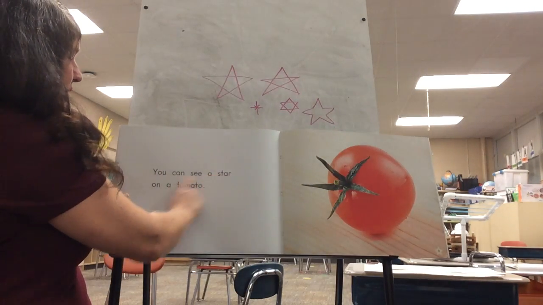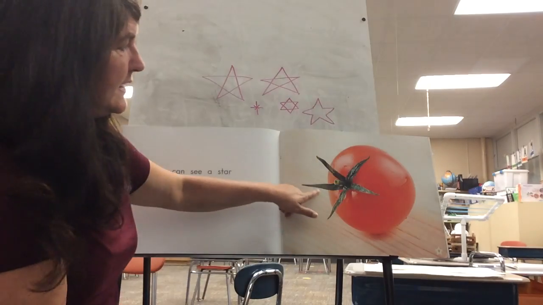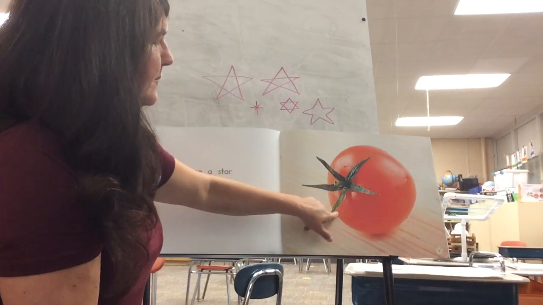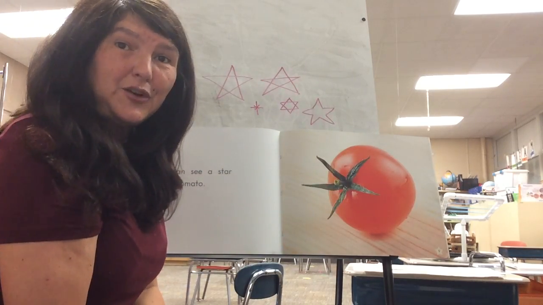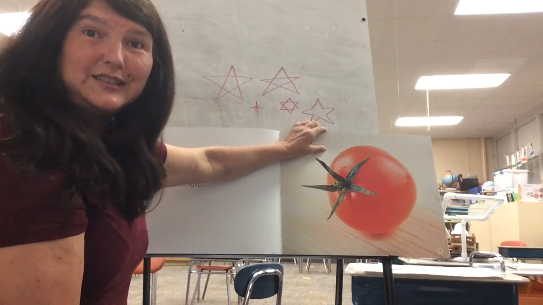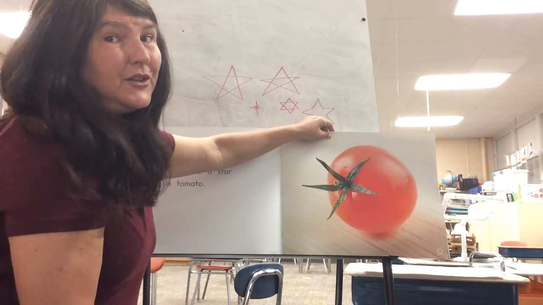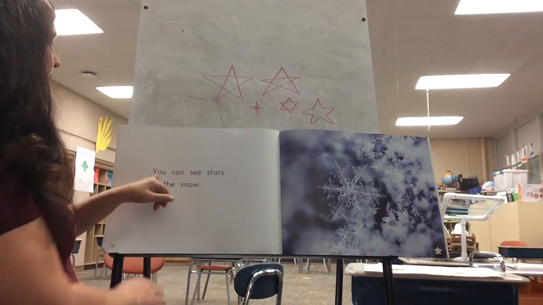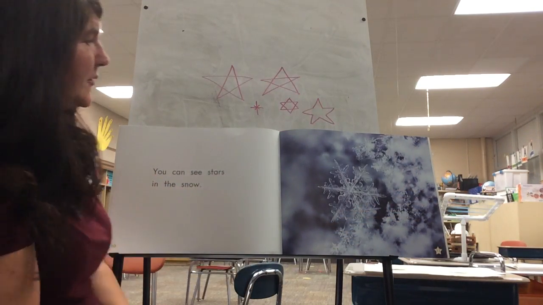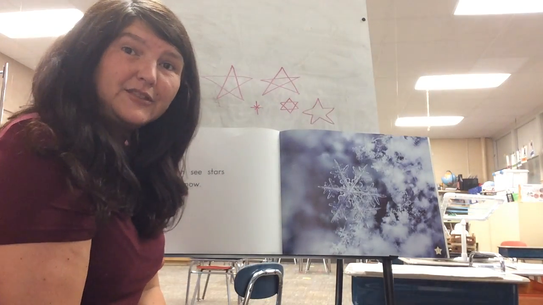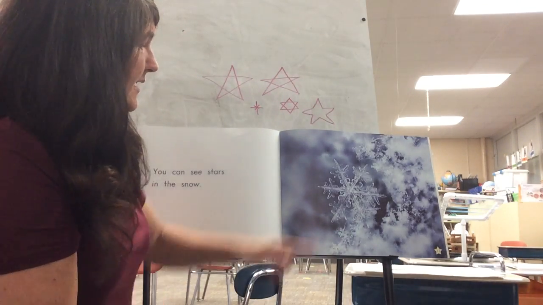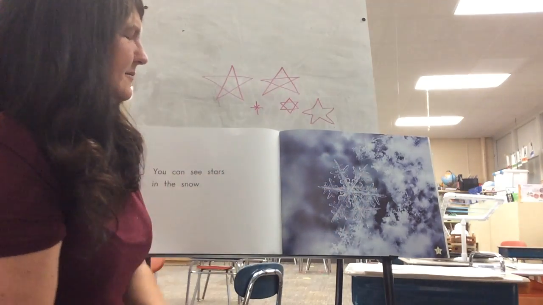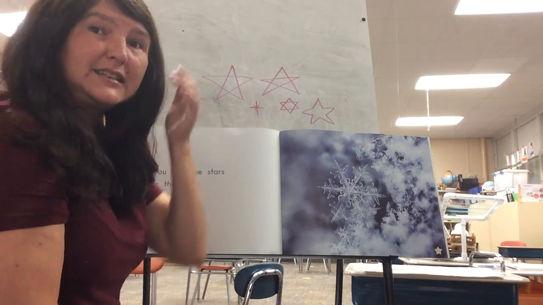You can see a star on a tomato. Do you notice it? It's the little leaf type structure at the top of the tomato. If you have a garden, go out and see. Do you see stars on your tomatoes? If you're in the store and they have those, look. You can see stars in the snow. Snowflakes have a star-like shape. See how many points this one has. 1, 2, 3, 4, 5, 6. So that snowflake has a 6-pointed star.